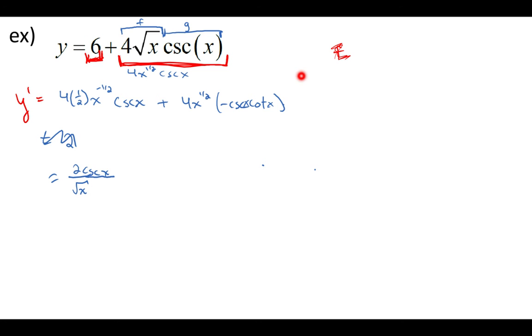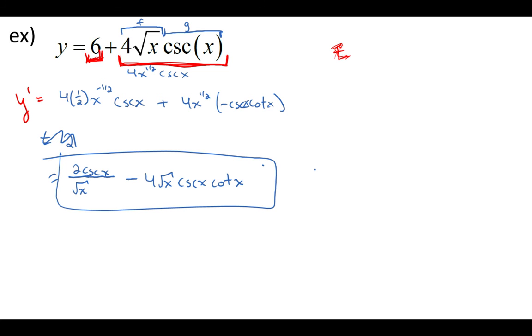And then with my other part here, we've got minus 4 square root of x, and then really just times cosecant x cotangent x. These don't always look pretty, but that should be how we want to write our answer there.